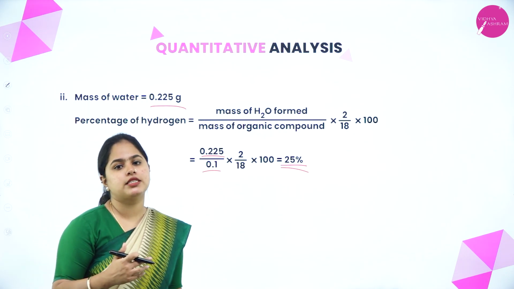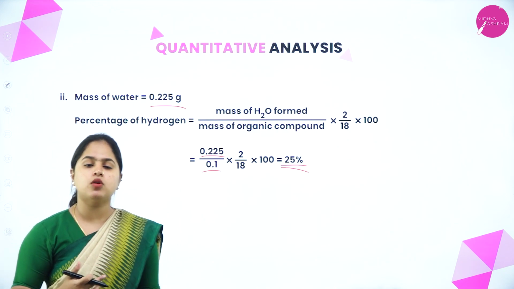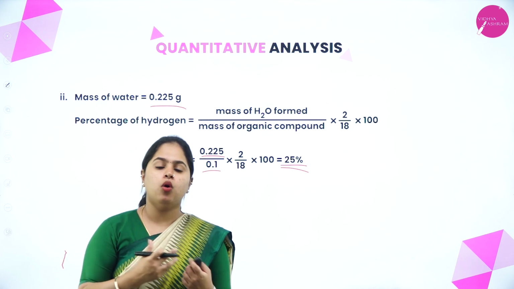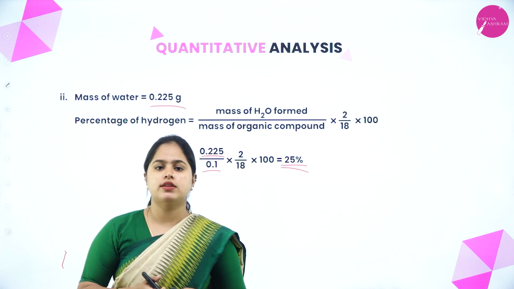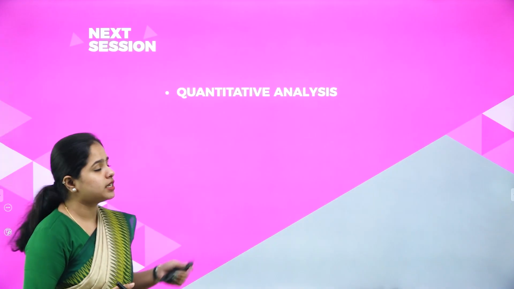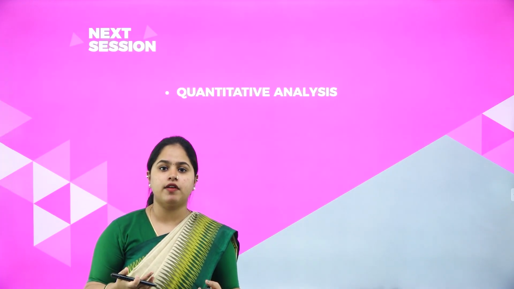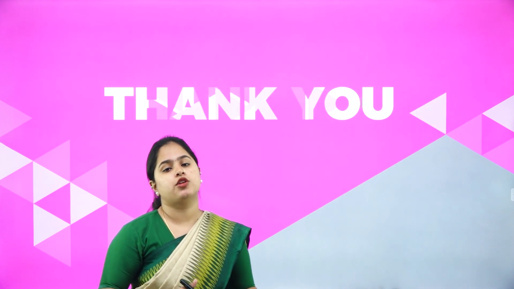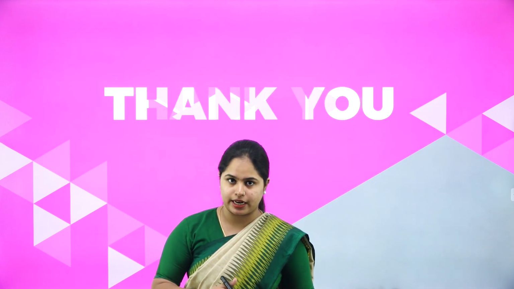So using Liebig's method and the calculation, we can calculate the percentage of carbon and hydrogen present in the whole of the organic compound. So this was the quantitative analysis of carbon and hydrogen. So in the next session, we will be studying the quantitative analysis of the rest of the elements, right? So I hope what we have discussed in this session is clear for you.